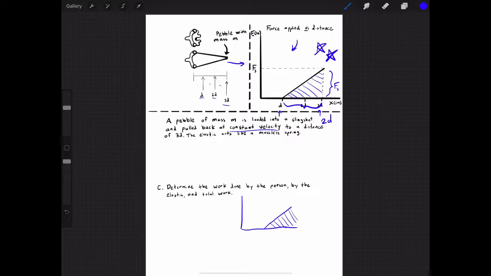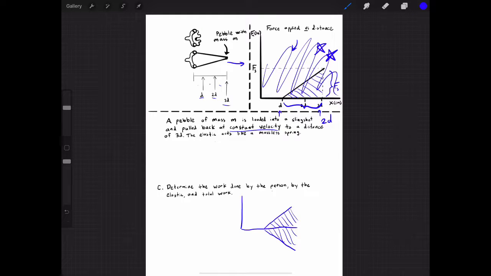So force applied is always positive, right? Because it's in this positive quadrant up here. But the elastic force is going to always be negative, but it's going to be equal and opposite. So it's going to look a little bit like this, where all the area is negative.